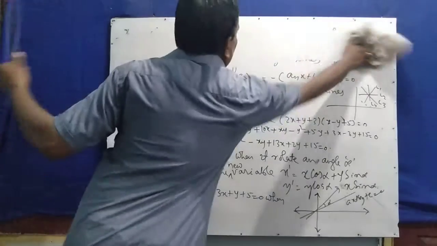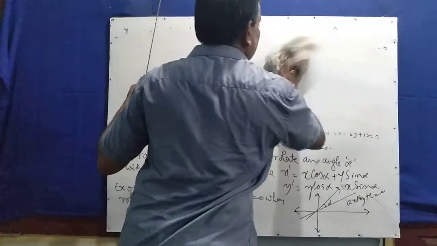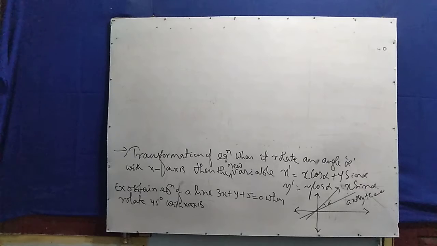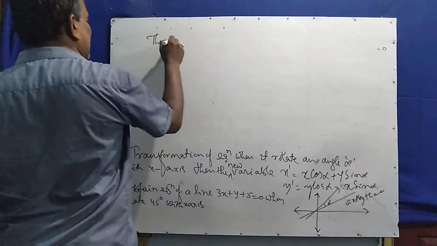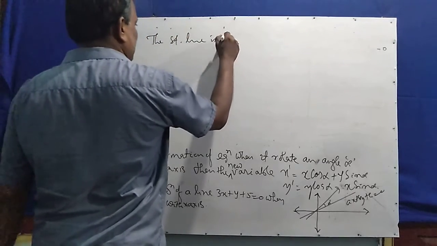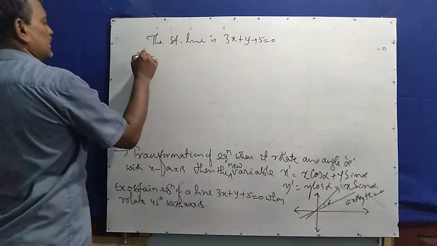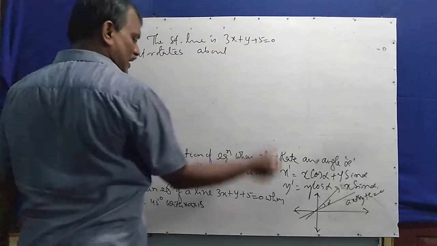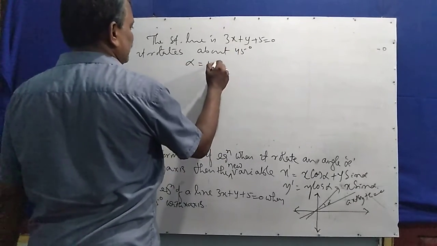Suppose here is one example, we will discuss the example. So what is the equation given? You look at, the straight line is 3x plus y plus 5 equal to 0. It rotates by what degree? 45 degree. That means alpha equal to 45 degree.